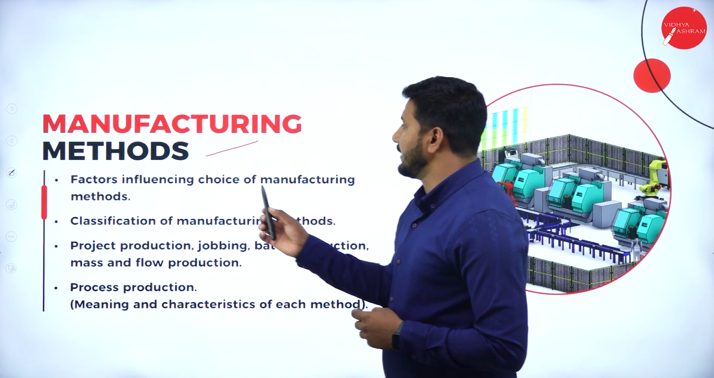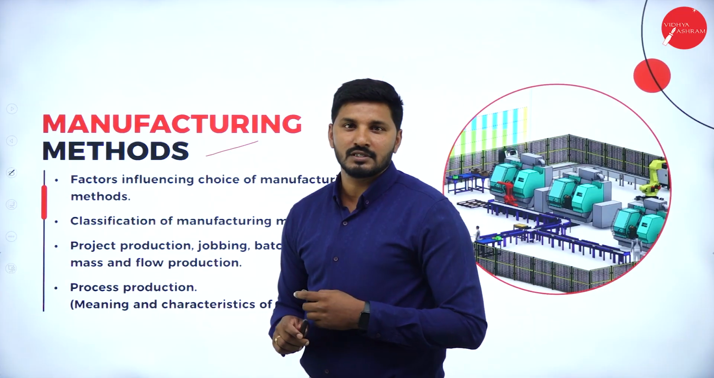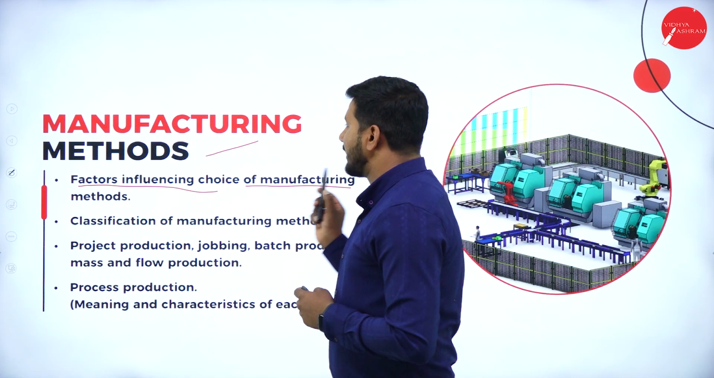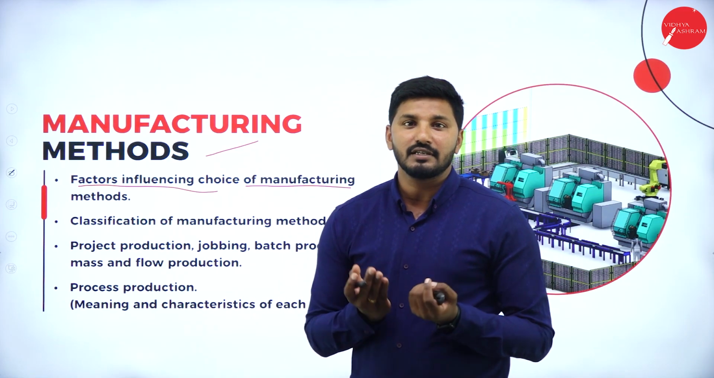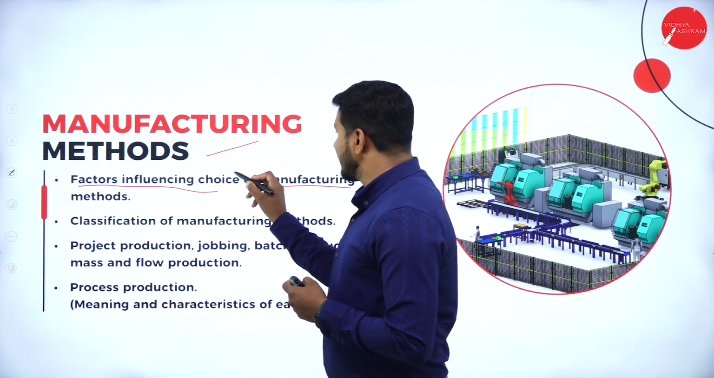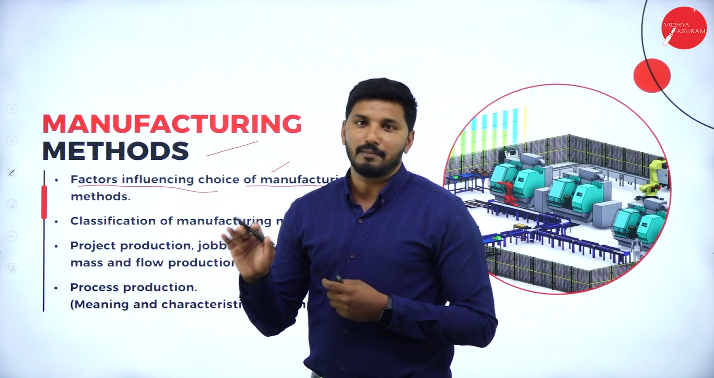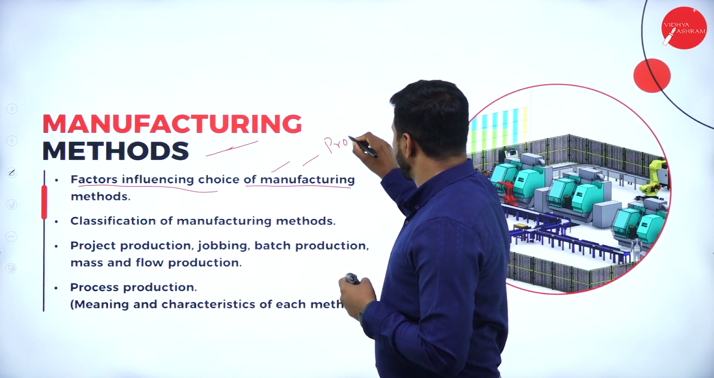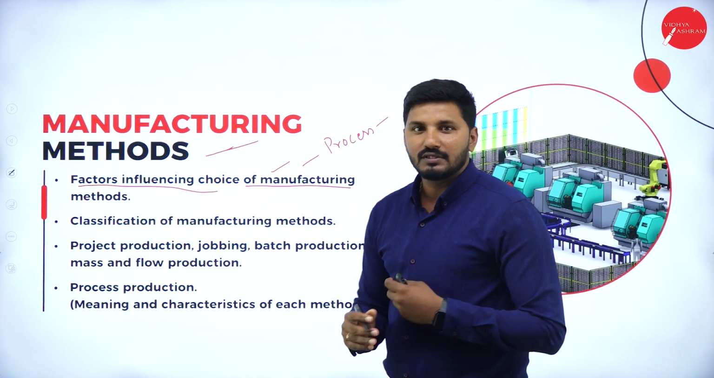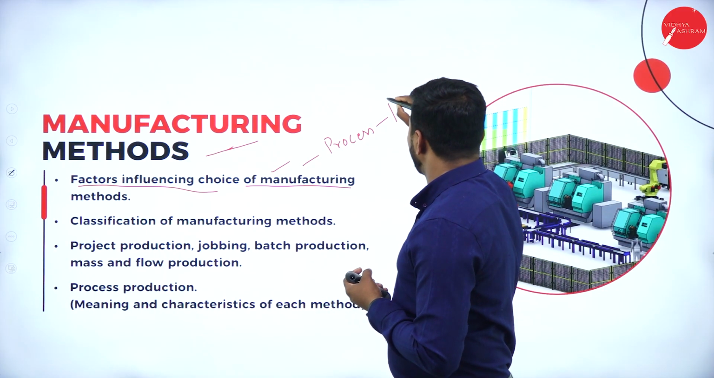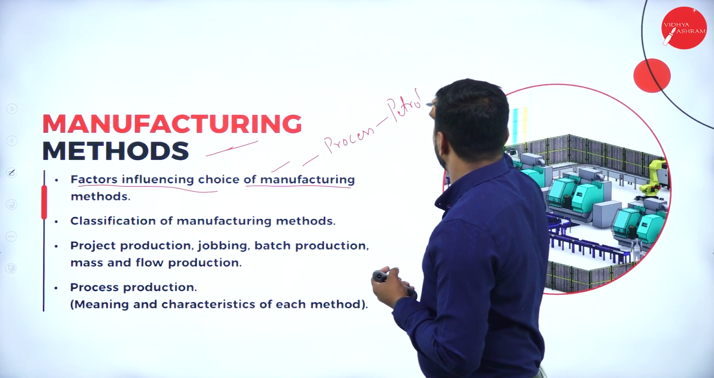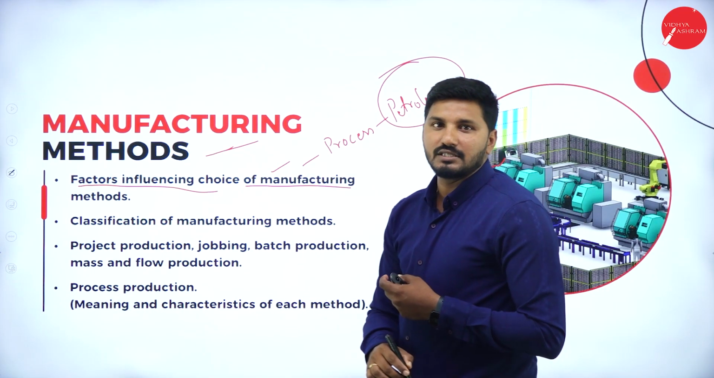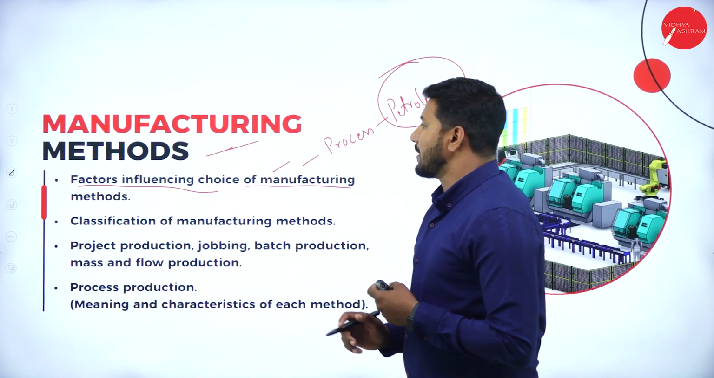After the introduction to production and management, we'll get to know the factors influencing the choice of manufacturing methods. What are all the major influencing factors included in the manufacturing methods will come under this chapter. So for example, if it is a process method, the basic element is petroleum product. A petroleum refinery will come under the process manufacturing method.